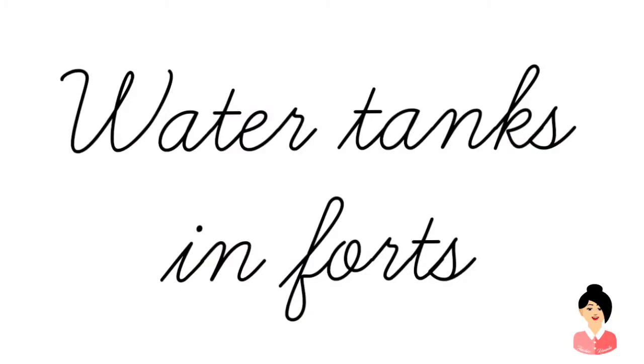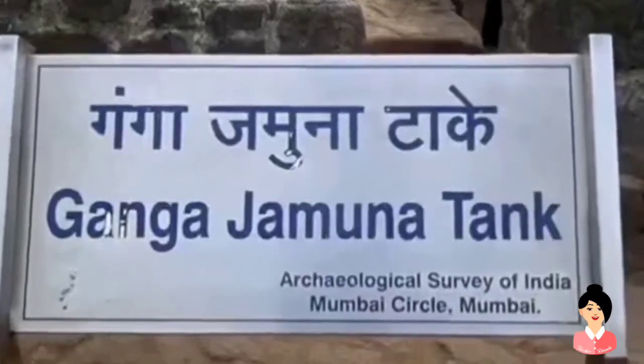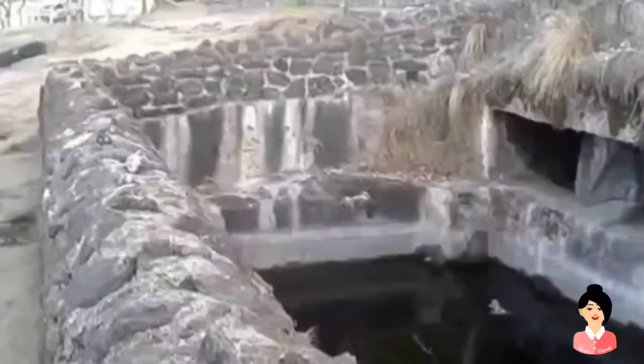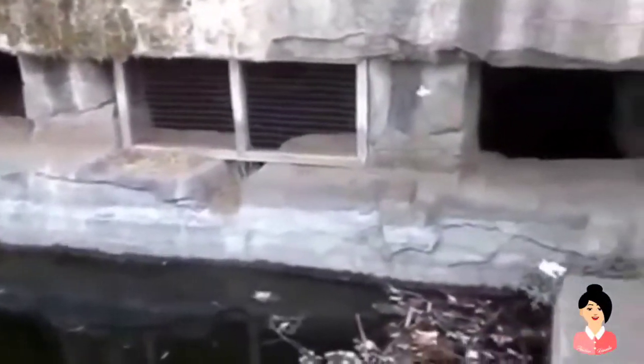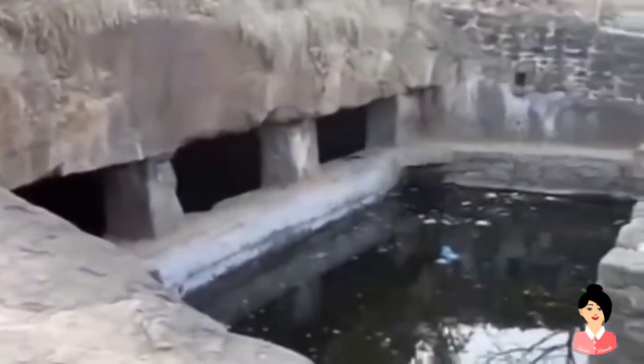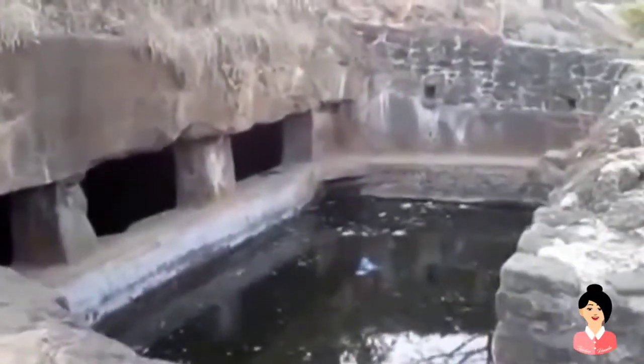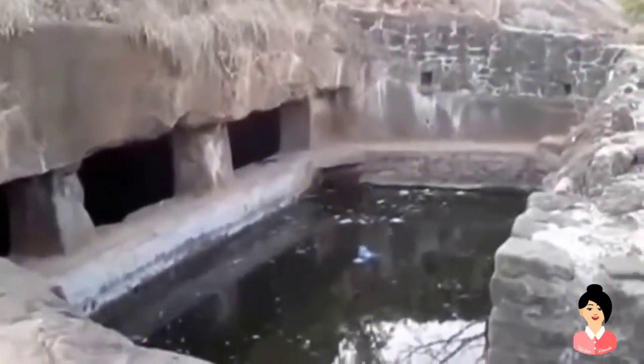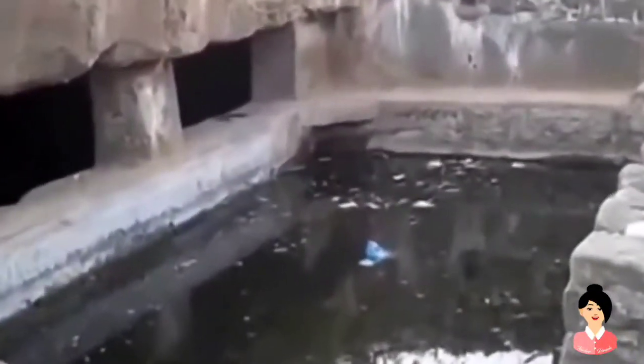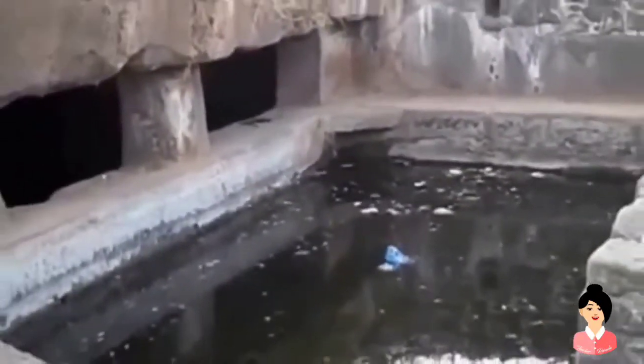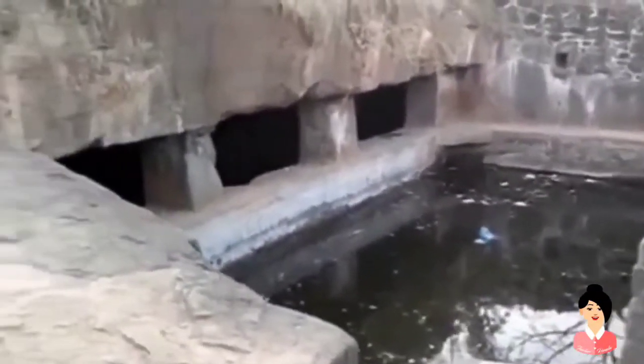Next, water tanks in forts. Even Shivaji Maharaj constructed many water tanks in his forts. Now, the water tank that you can see is from Shivneri Fort, where Shivaji Maharaj was born. The water stored was used by the people living in the forts.